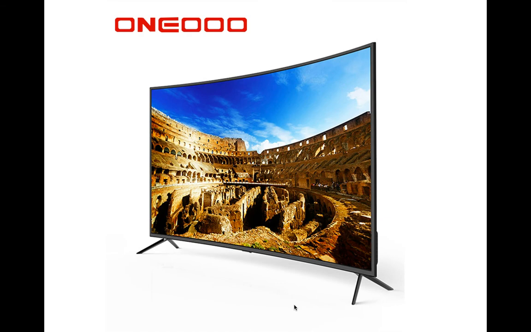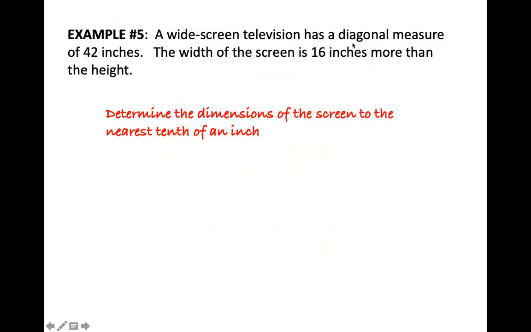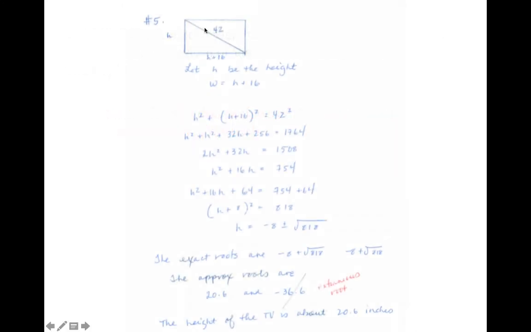Next and last question is about a widescreen TV. It says a widescreen television has a diagonal measuring 42 inches. The width of the screen is 16 inches more than the height. Determine the dimensions of the screen. Okay, so here you have a diagram. It's 42 across the diagonal, the height, and then the length, I guess you could say, is the height plus 16. I think they called it the width in the text of the question.